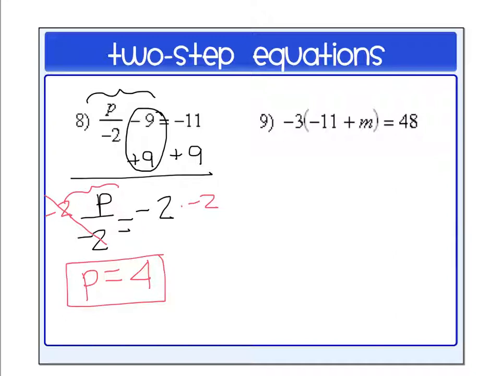If I wanted to check, 4 divided by negative 2 is negative 2, minus 9. We keep it, change it, flip it. Gives us negative 11, so that one works out.